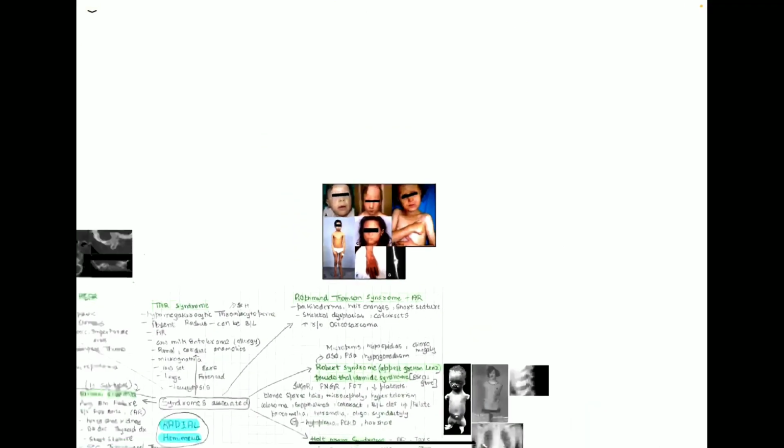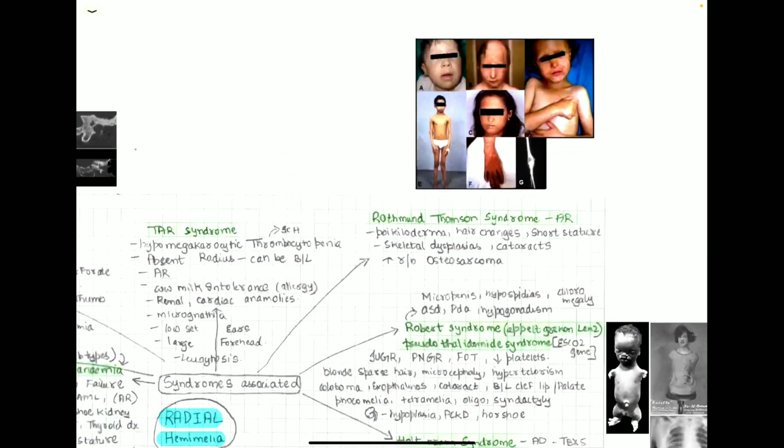Coming to TAR syndrome, it is called thrombocytopenia absent radius syndrome, in which there is hypomegakaryocytic thrombocytopenia, which can complicate the newborn baby with intracerebral hemorrhage. There can be absent radius, which is usually bilateral. It is an autosomal recessive condition.